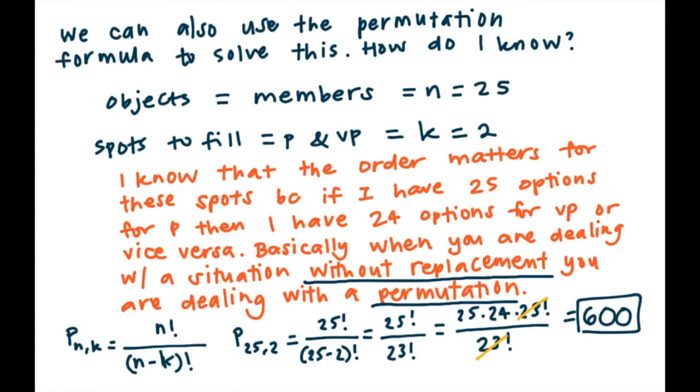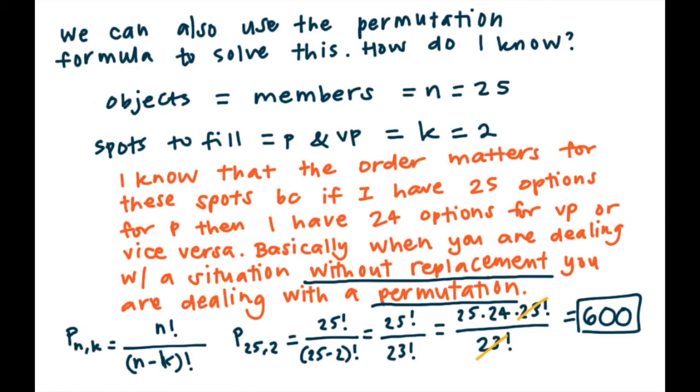If we plug in the values for n and k, n is 25, k is 2, we have P(25, 2) equals 25 factorial over 25 minus 2 factorial. Simplify it, we get 25 factorial over 23 factorial. Simplify it further, we get 25 times 24 times 23 factorial divided by 23 factorial. And since we have 23 factorial on top and bottom, we can cross those out. And we get 25 times 24, which gives us 600.